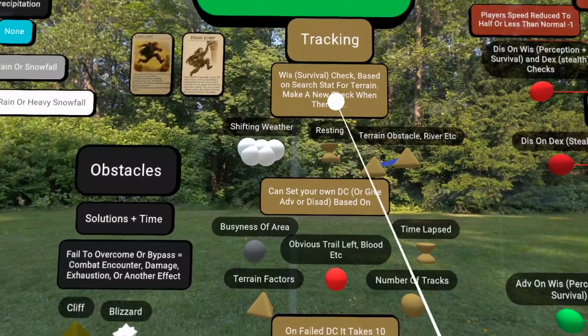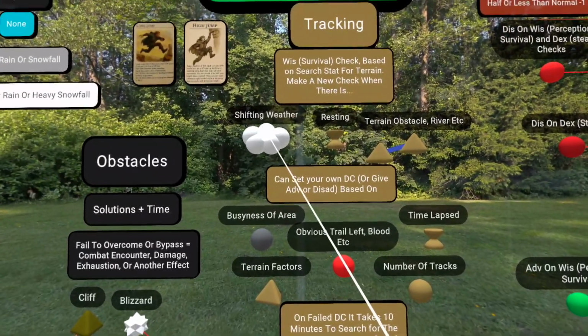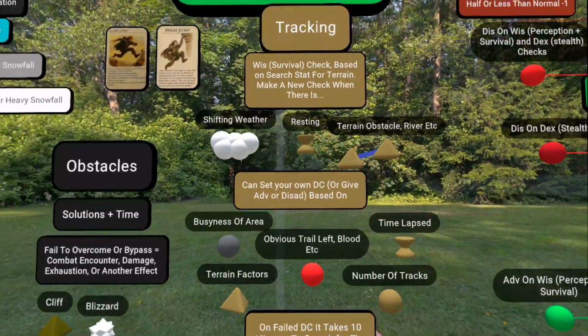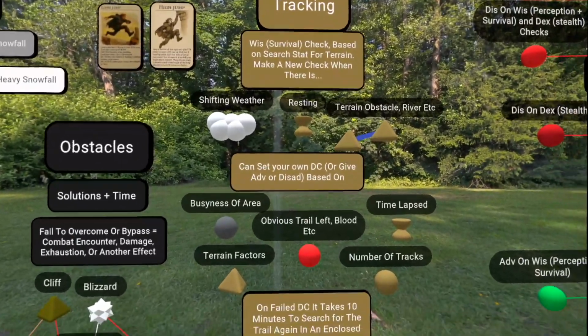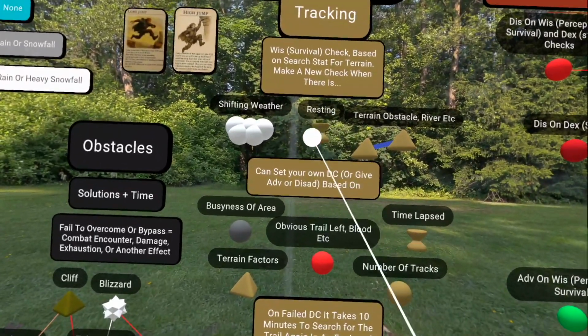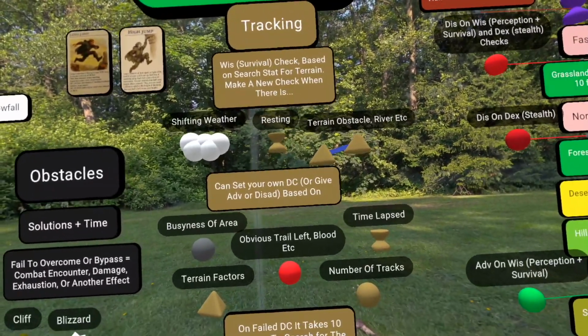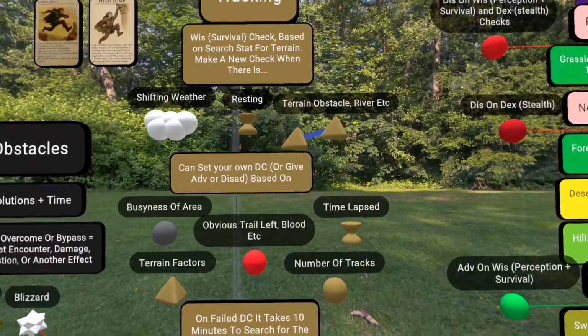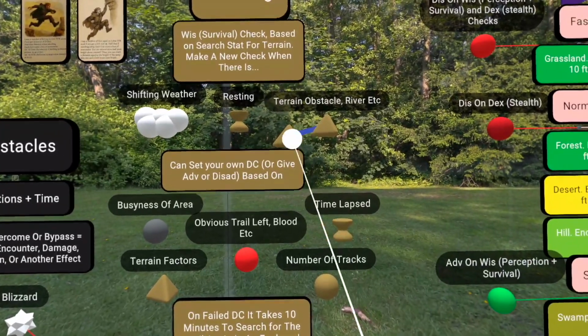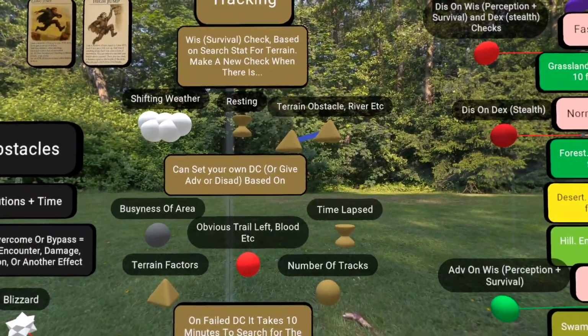You have to make a new check when you're tracking, say if there's shifting weather that may cover up tracks. You're basically following tracks. After you've rested, you have to make a survival check to find the tracks again. Or if there's a terrain obstacle like a river, and I've just used that little blue line between these two things here to indicate a river.